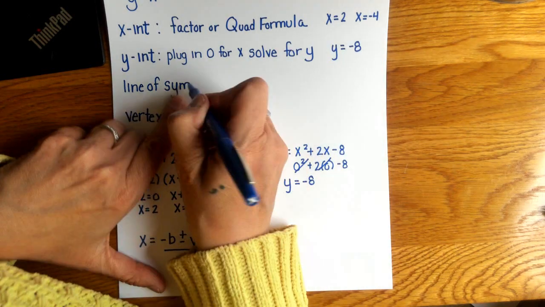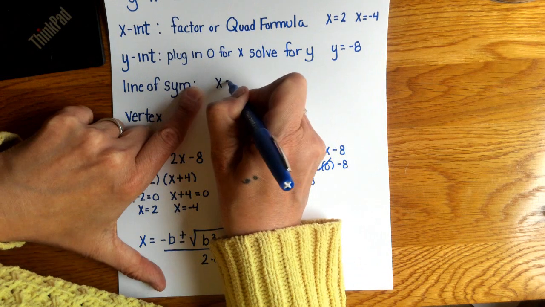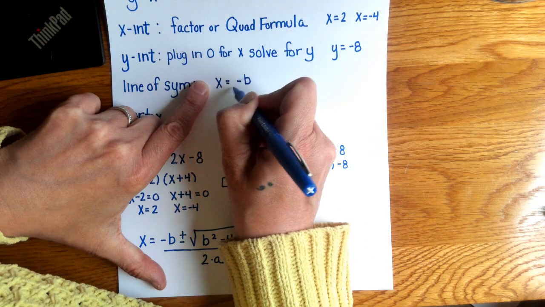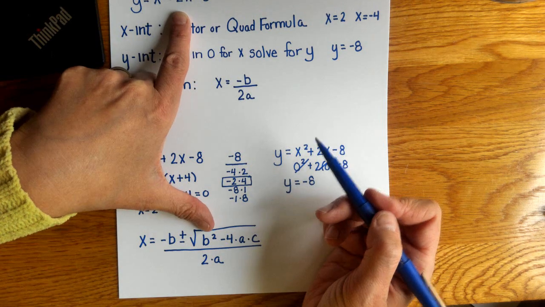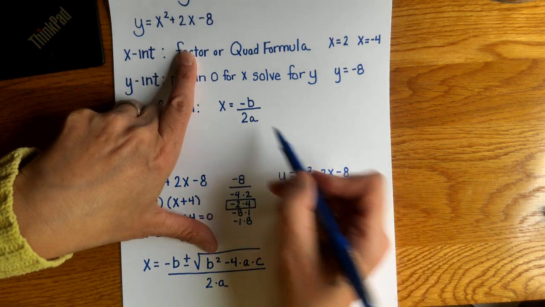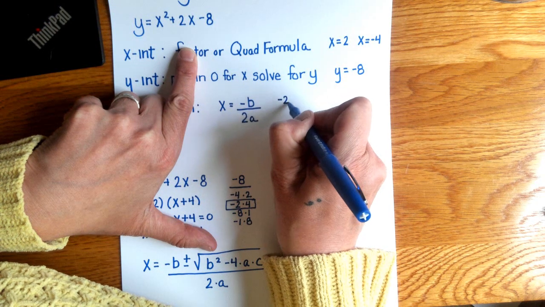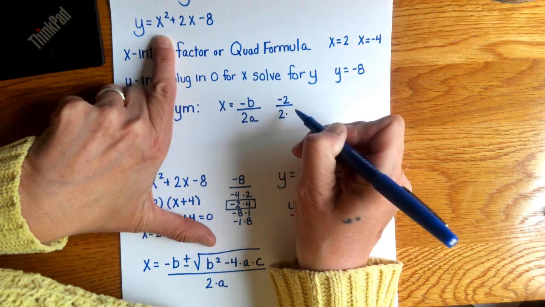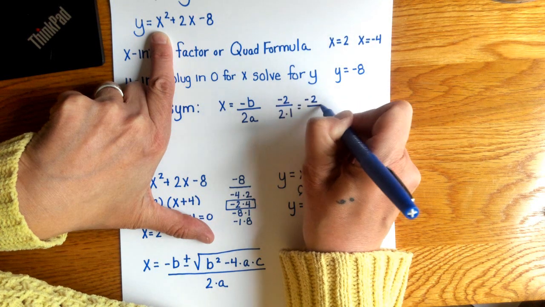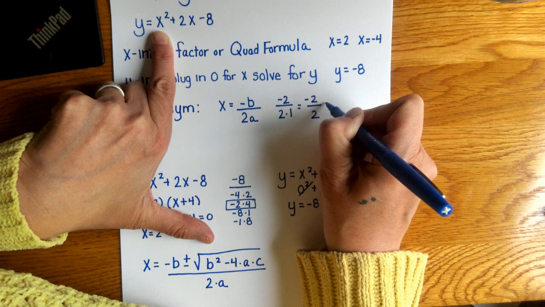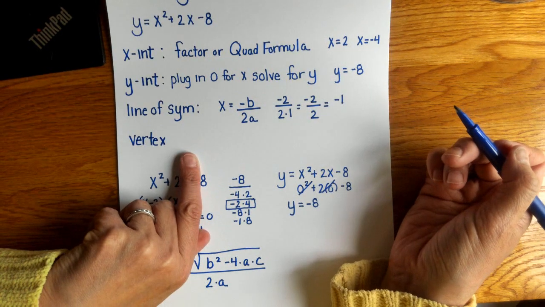Line of symmetry. That's what we did yesterday. To find your line of symmetry, x equals the opposite of your b all over 2 times a. Well, your b is positive 2, so the opposite of b is negative 2, over 2 times your a, which is 1. So I have negative 2 over positive 2, which is the same as negative 1. That is your line of symmetry.